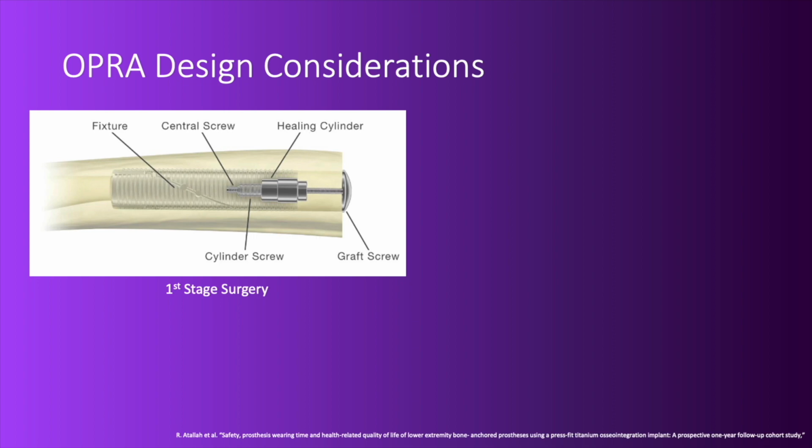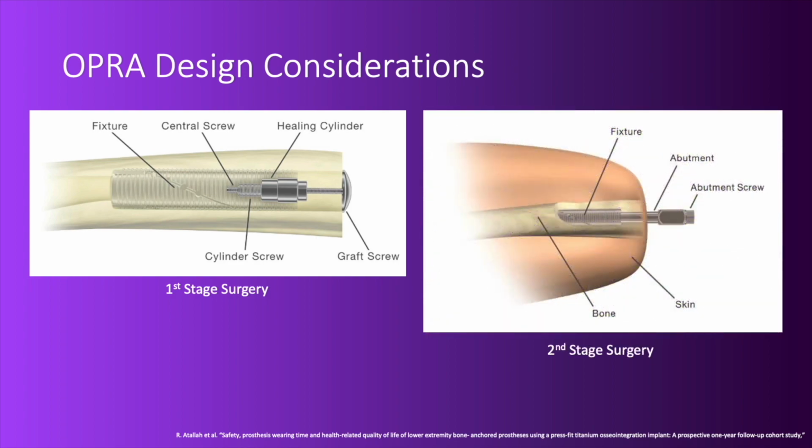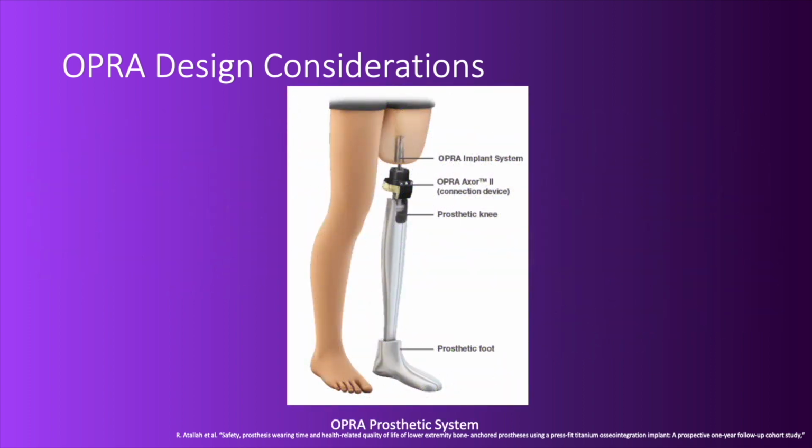After the first installation is complete, the surgical skin flap is closed and the patient allows for healing to take place over 6 months before having the second procedure. In the second stage, the site is reopened and components are removed before a fixture abutment and an abutment screw are installed for connection to the external prosthetic leg and knee options available.